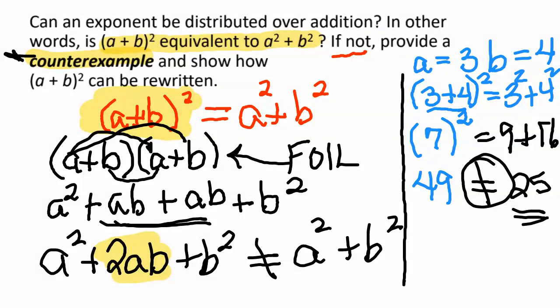You pick numbers for A and B. And the answer is no. An exponent does not distribute over addition. No. An exponent does not distribute over addition. And we just proved it.